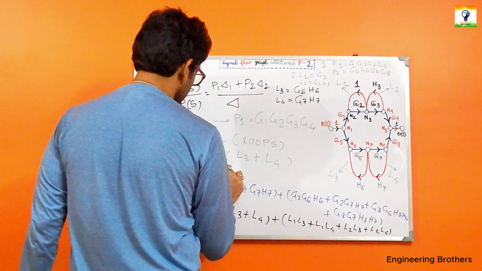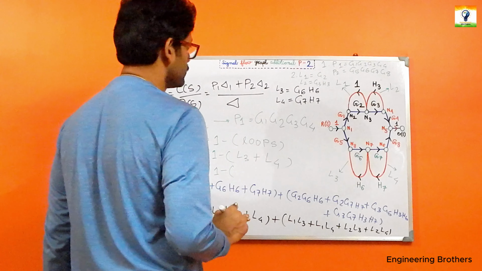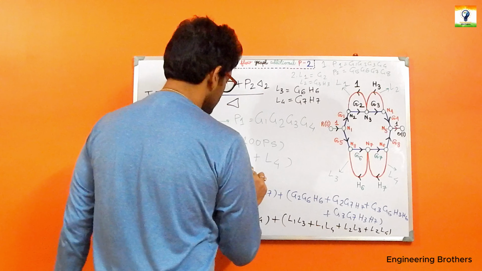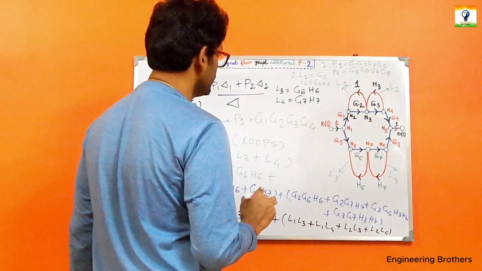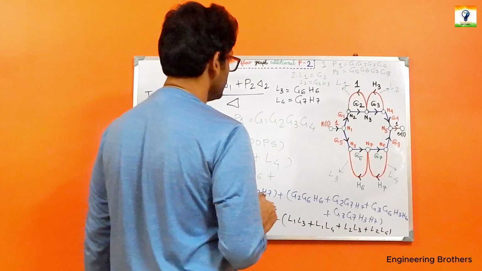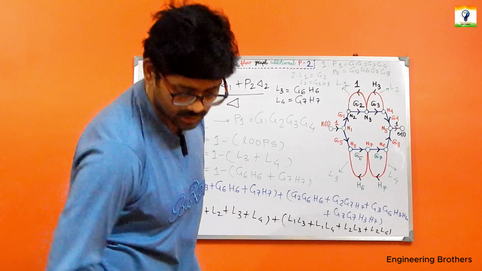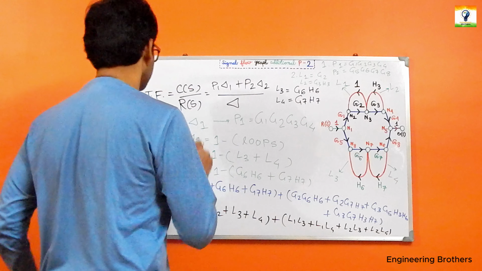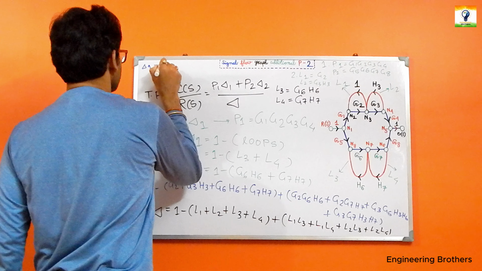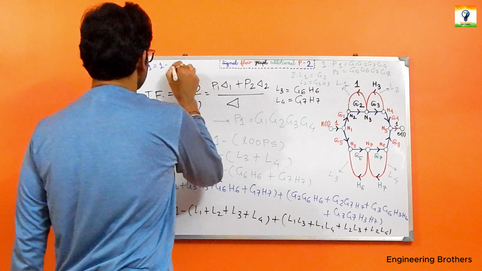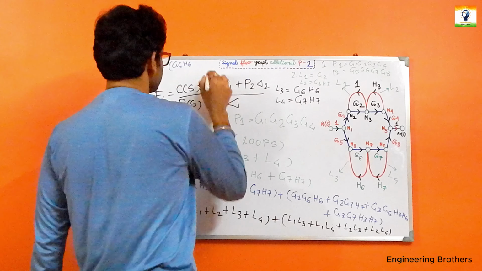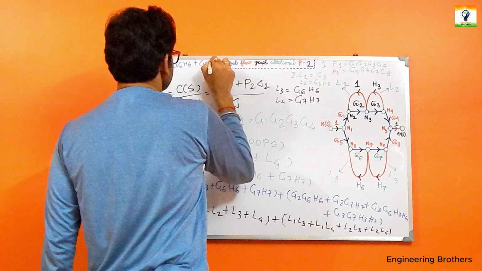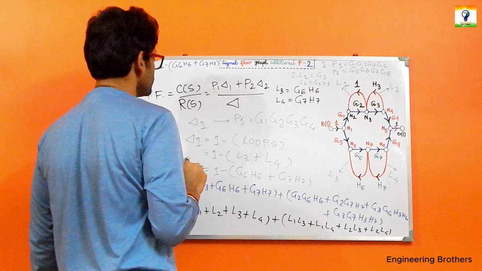Now let us put those loops in. The L3 expression will be G6, H6, plus L4 will be G7, H7. This is going to be our delta 1, and I should note down the expression for delta 1. The expression for delta 1 will be 1 minus of G6, H6 plus G7, H7.